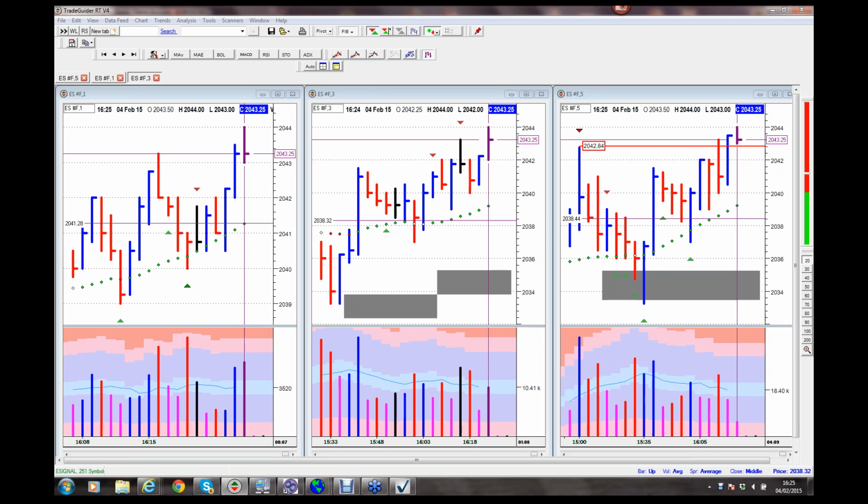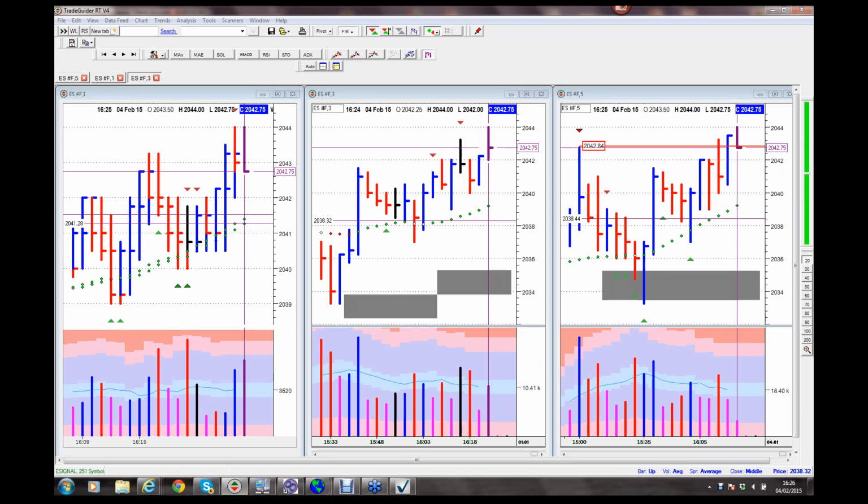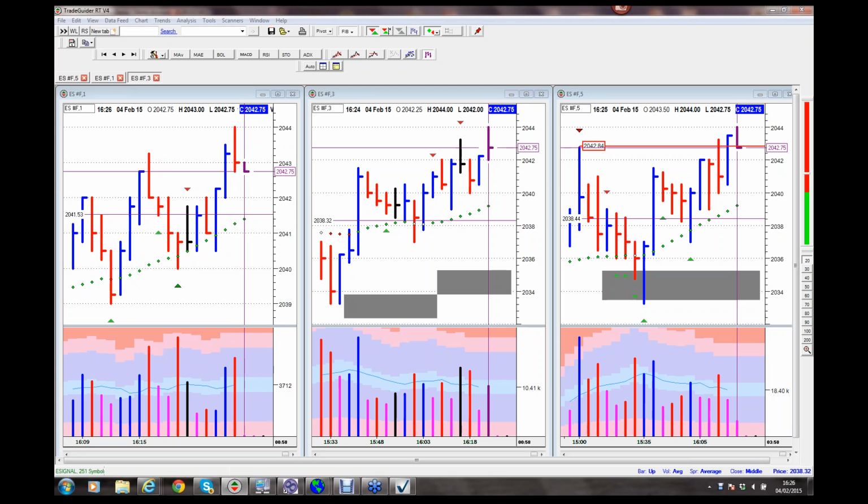Okay, hi everybody, I'm back. Just looking at the S&P here. It's finding a lot of resistance at 2044, as you can see, but it is trying to push higher. And if it can get through 2044, I think we'll see a nice little rally up to the 2050 level.